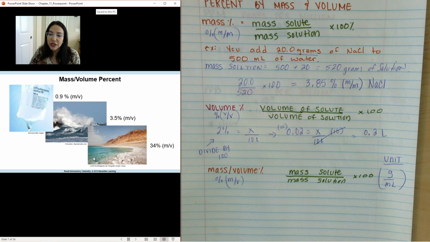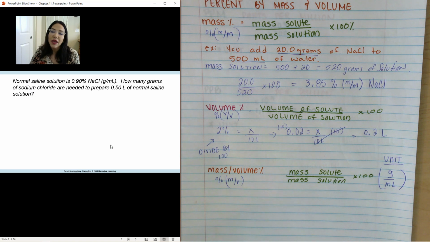Actually, even before we do that, let's talk about saline really quick. The saline that they put inside of our body, 0.9%, when we're dehydrated. The ocean has a saline value of about 3.5%, and Death Valley has a saline value of about 34%. So that is very, very salty. All right, now in this example, we have normal saline solution, which is about 0.9% sodium chloride. How many grams of sodium chloride are needed to prepare 0.50 liter of normal saline?